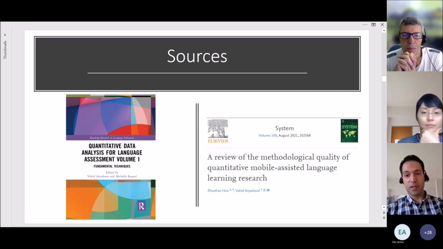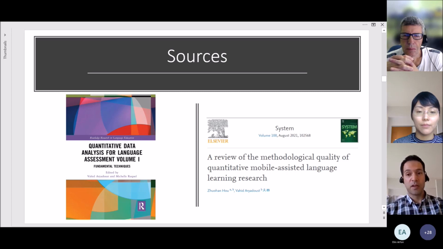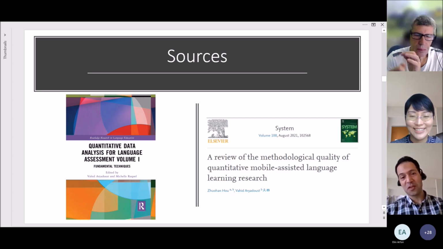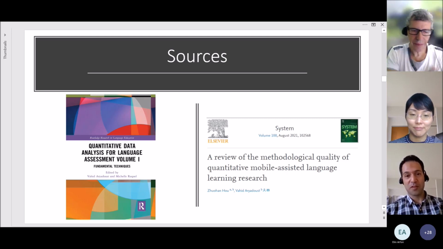In a publication, I'm just going to show the publication here. In a publication recently, my graduate student, Johan, and I reviewed methodological qualities of quantitative mobile assisted language learning research. And we found that a lot of these assumptions were not tested. So if you would like to take a closer look at a source, I suggest this paper. It's a shameless advertising of my own work, but I think it might be of some use for some of you who are interested in this field.